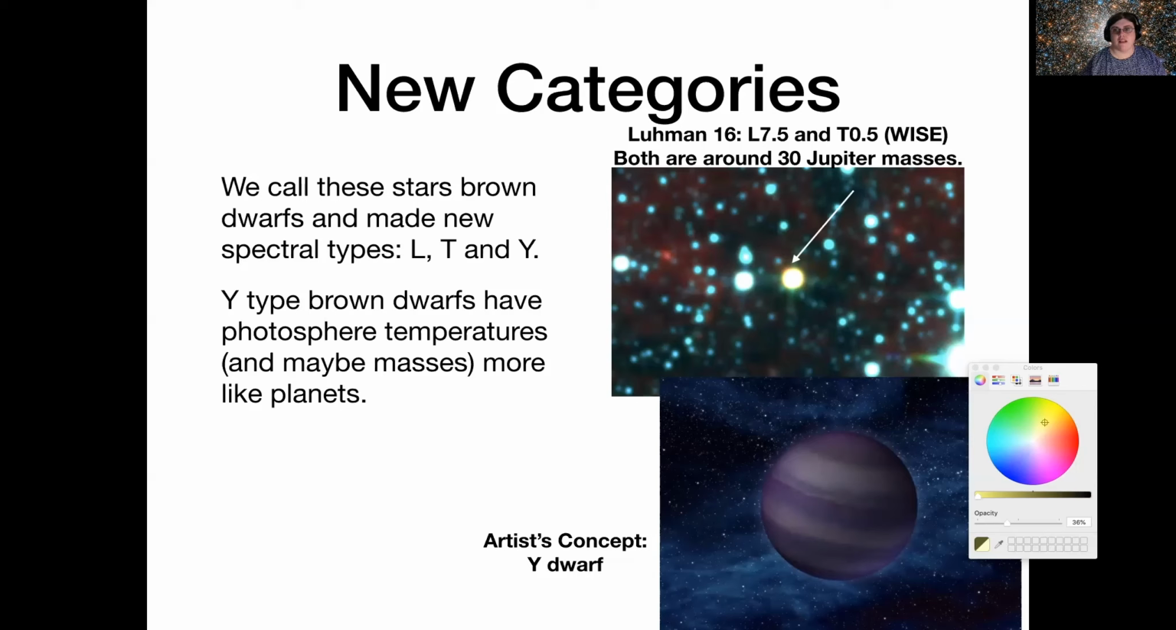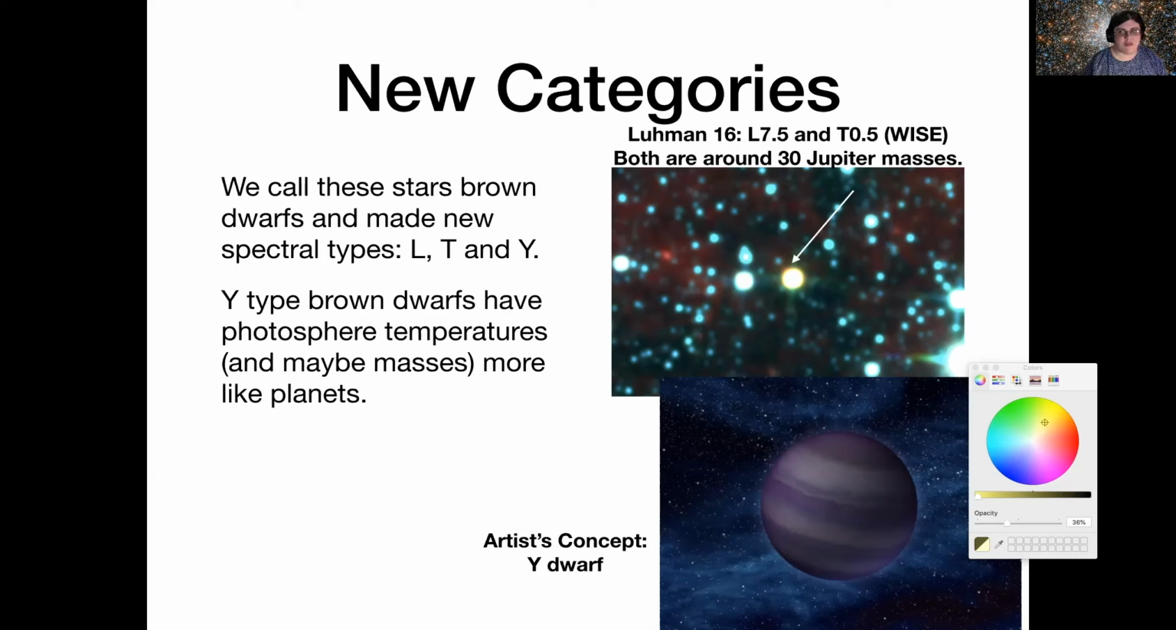So this is Luhman 16. It is an infrared picture, so the colors are kind of funny. We're looking in the infrared, so here all stars look blue because they are brightest at visible wavelengths, which are bluer than infrared. You can see that one of the Luhman 16 objects really stands out because it's not blue. It is cool enough that in these wavelengths it looks yellow. Or rather, it looks yellow in the picture, which is based on infrared wavelengths. And both of these are around 30 Jupiter masses, so maybe a third the minimum mass of a star.